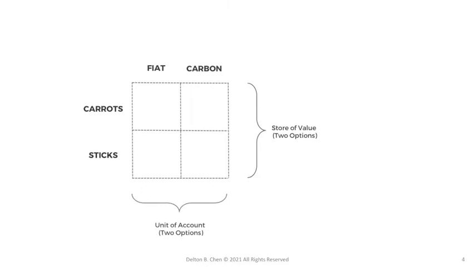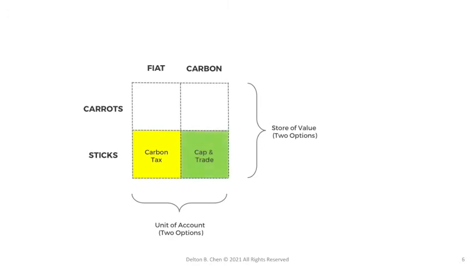The columns of the matrix are denoted as fiat on the left and carbon on the right. These represent the 2 main options for the unit of account of the instruments that are used to hold and trade value. Let's consider the carbon tax first. It occupies the bottom left quadrant of the matrix, so the carbon tax is a stick because it's a negative price signal, and the carbon tax is paid in national fiat currency.